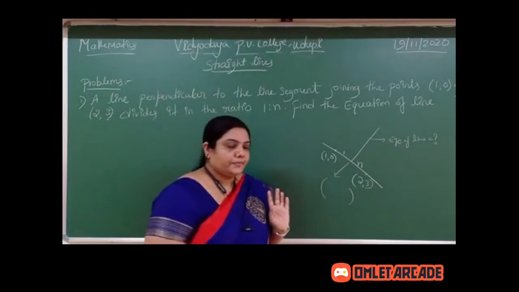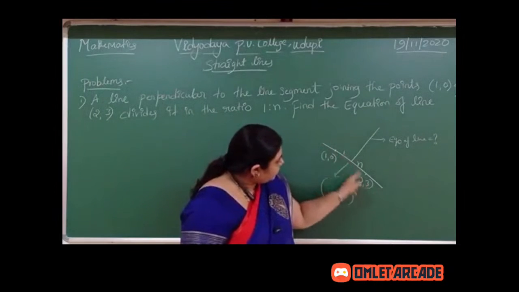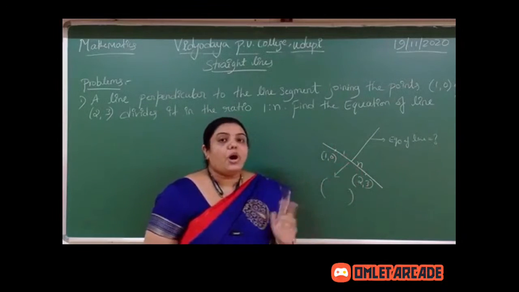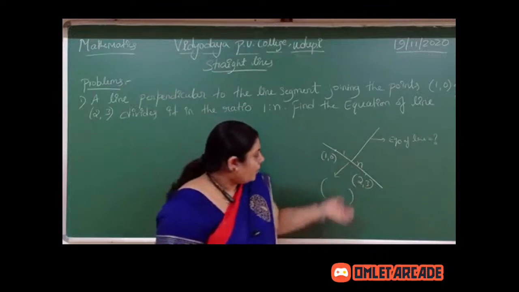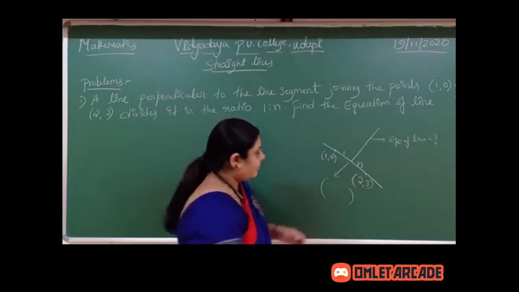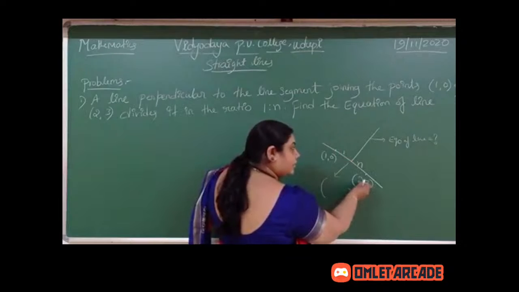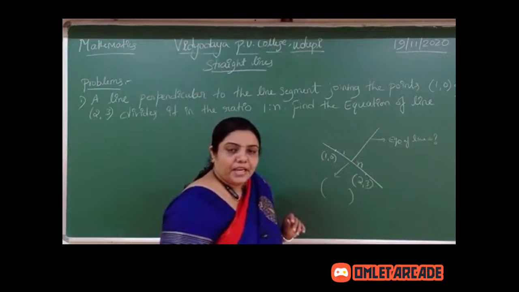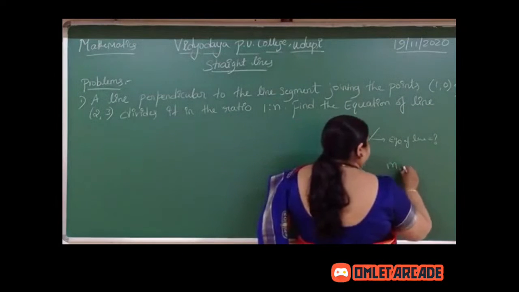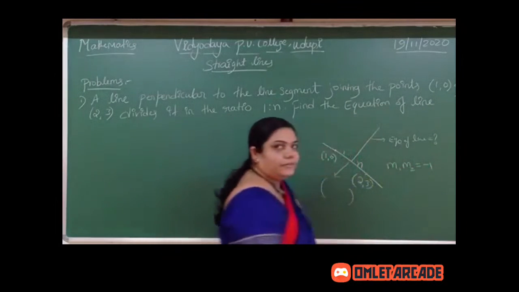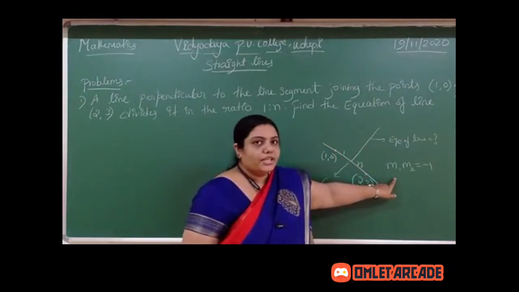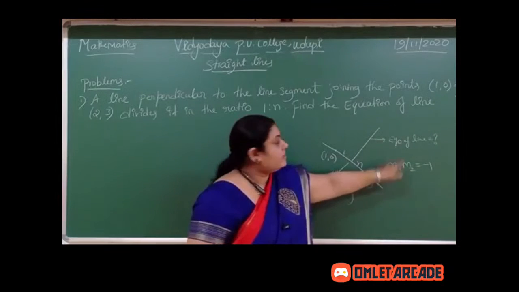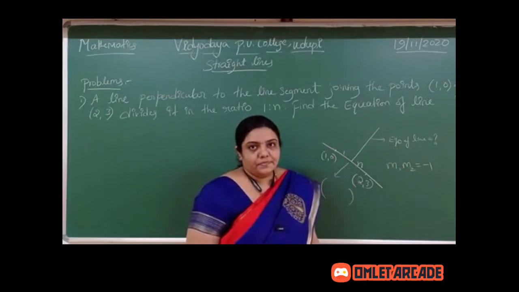Now, how to find slope? We have 2 points in this line. When 2 points are known, you know how to find the slope of a line. Once you get the slope of this line, you can find the slope of this line because they are perpendicular to each other, from the relation m1 m2 = -1. If one of the slopes is known, then can you find the other slope? Why do I consider this condition, students? Because the lines are perpendicular to each other.